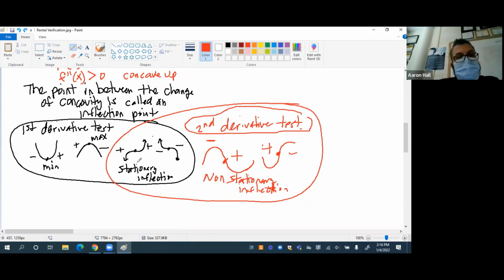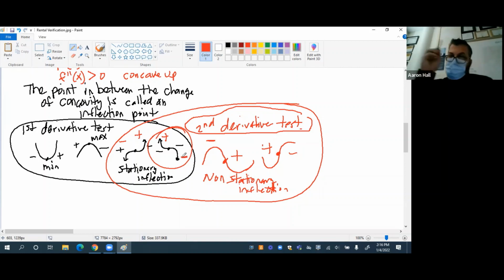For our second derivative, what would this side be over here? That would be negative because it's concave down. Over here, what would that one be? Yeah, it's concave up, so that would be positive. What about this one here? This piece before the inflection point would be what? It's concave up, so it's positive. And this one here is concave down, so it should be negative.